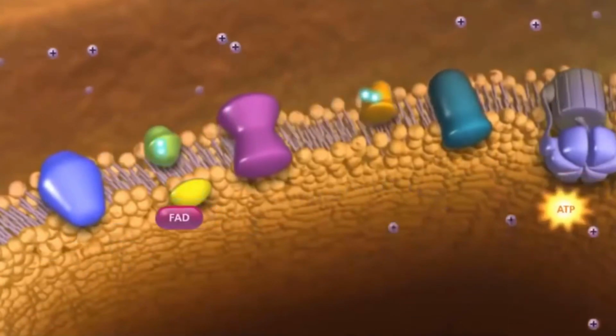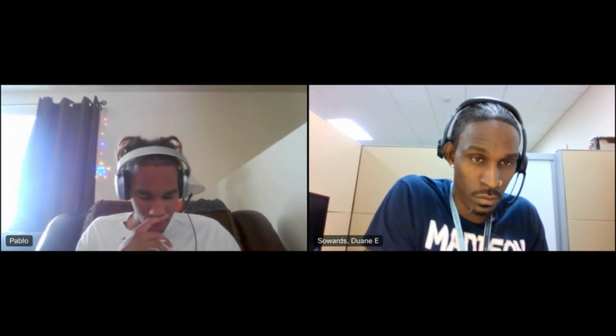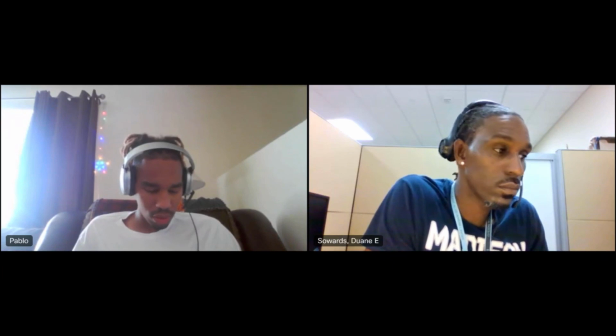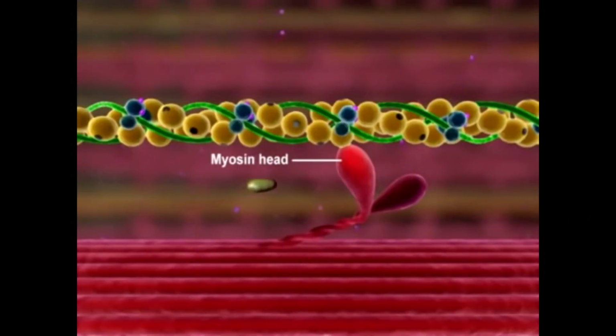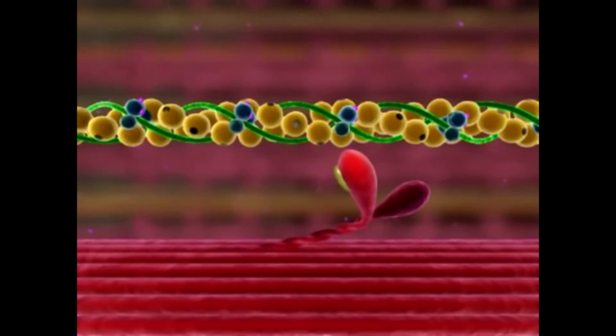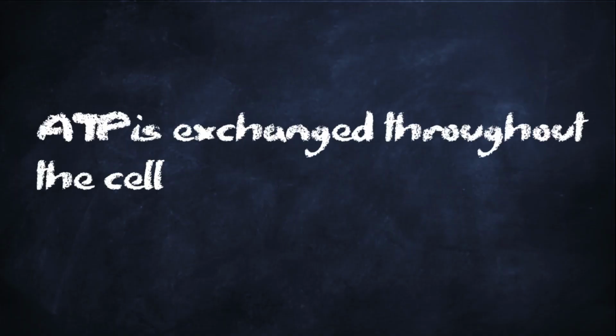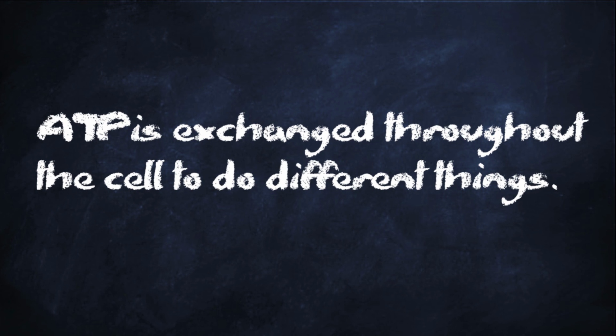Write that down. I've heard of ATP before, and then how it's different for plant cells and animal cells, how they both either take it in or don't take it in. That's a little different. I think ATP is used the same in both types of cells. It's used to do things. That's why they call it energy currency. It's exchanged throughout the cell to do different things. So that's what mitochondria does.